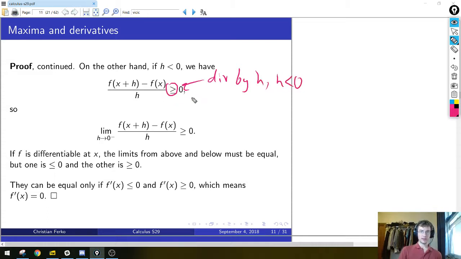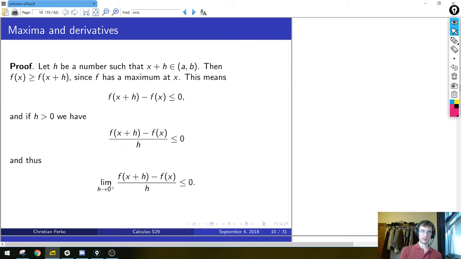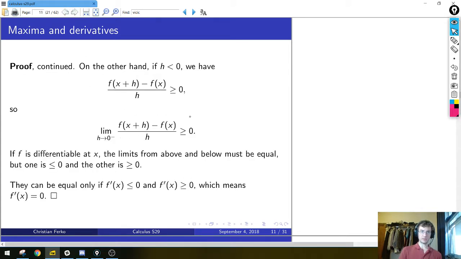Okay, so now we can again take a one-sided limit. We have to take the limit as h goes to 0 from below, because this half of the argument only works when h is less than 0. But doing this gives us the second bound, that the limit as h goes to 0 from below of this thing must be greater than or equal to 0. So that's good, because now we have two different bounds: a bound for a one-sided limit less than or equal to 0, and a bound for a one-sided limit which is greater than or equal to 0.